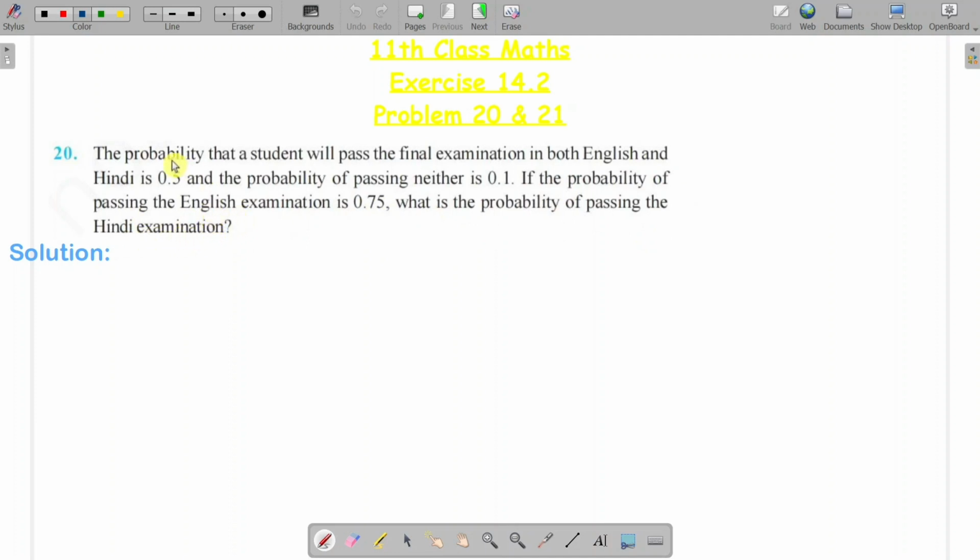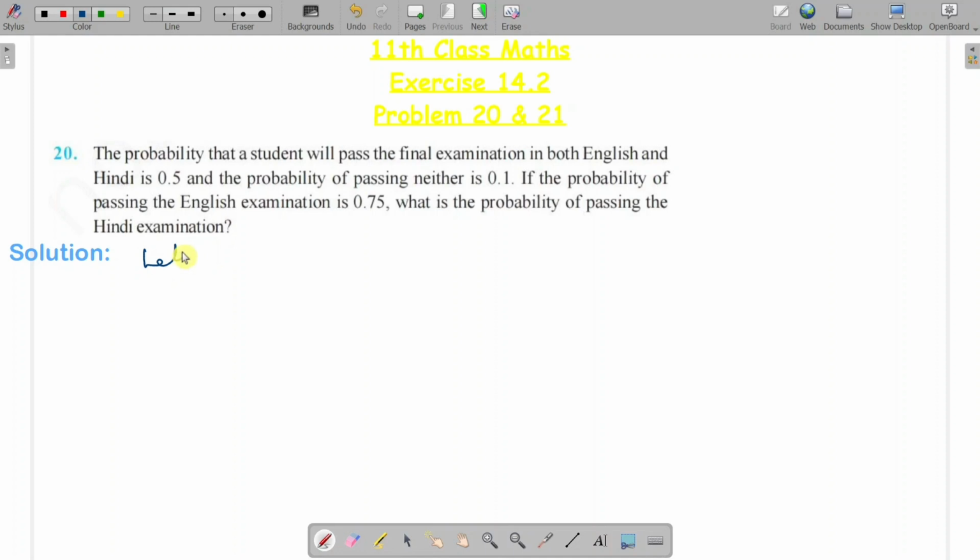So what we are given is the probability that the student will pass the final examination in both English and Hindi is 0.5. Then the probability of passing neither is 0.1, and also the probability of passing the English examination is 0.75. We have to find the probability of passing the Hindi examination. So let us write what is given to us first, but before that we will write the events.